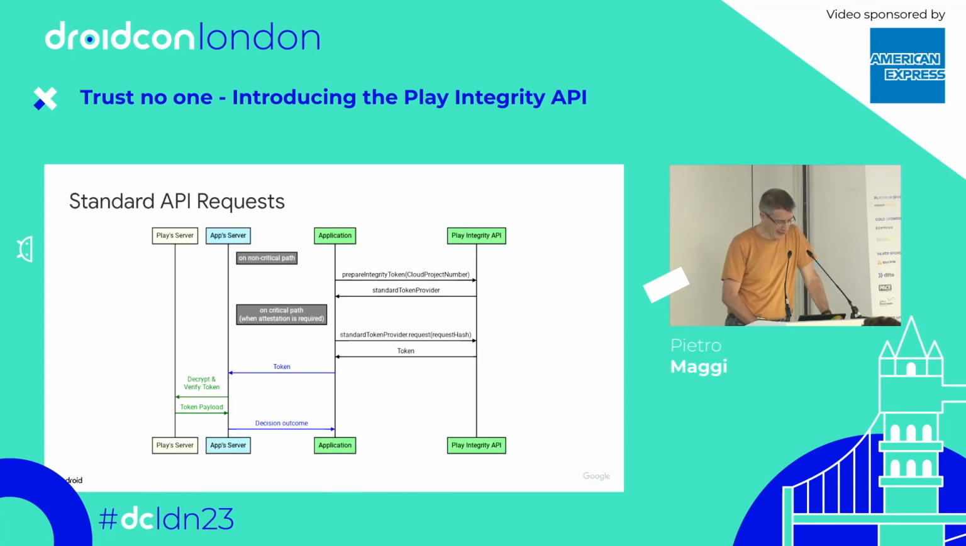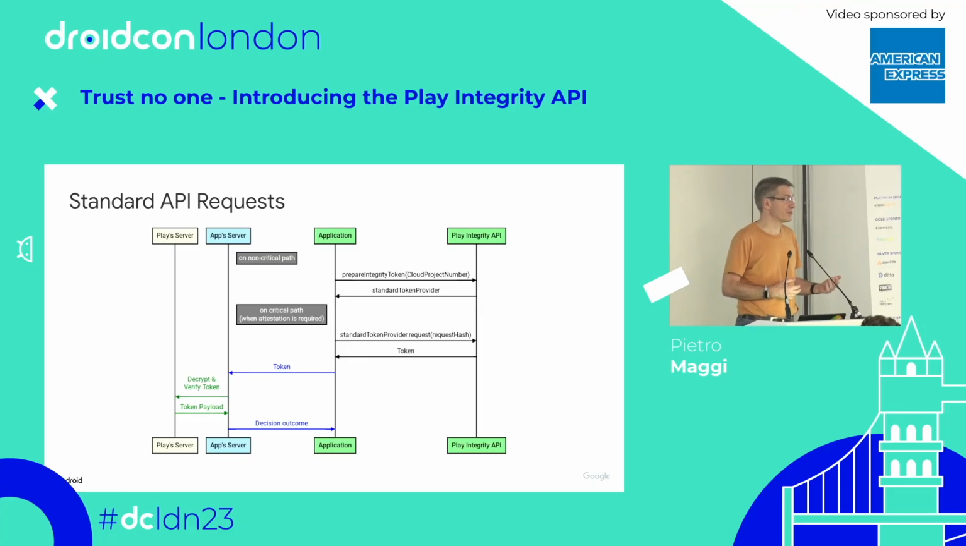The standard API, as I said before, is split in 2. We have a first phase where we warm up this standard token provider. And then each time we need a verdict, an attestation verdict, we call this with a request hash. The request hash has the same goal as the nonce in the classic request: to avoid a replay attack.